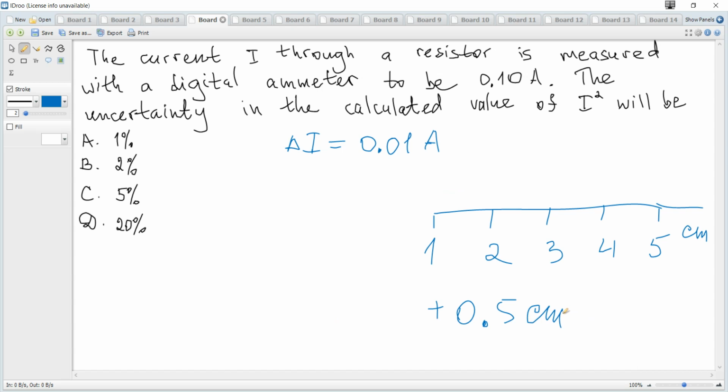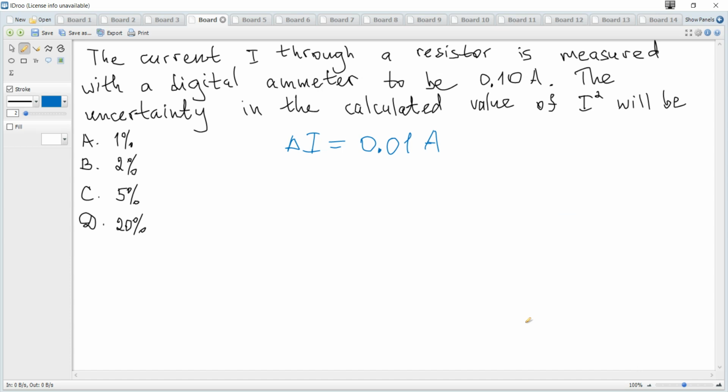Or if it looks like this, it will be 3.0 plus minus 0.5. And if it looks like this, it will be 4.0 plus minus 0.5 centimeters. So the absolute uncertainty in the current is 0.01 amps.